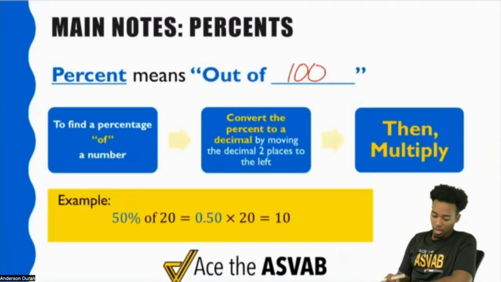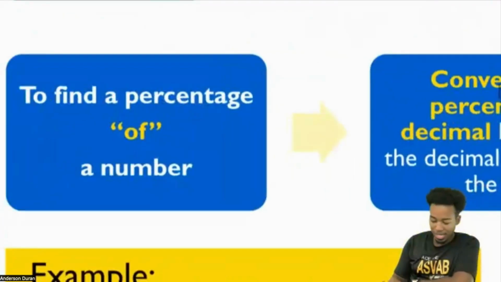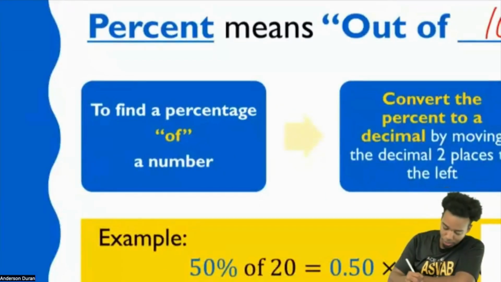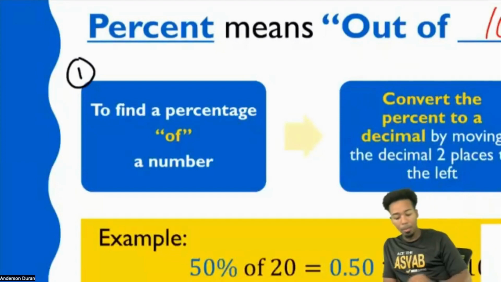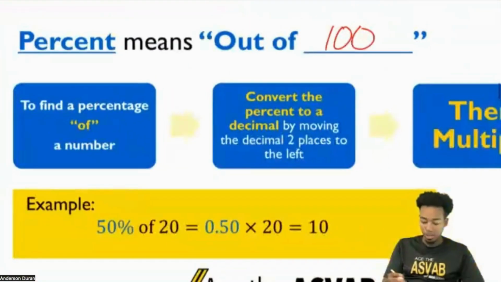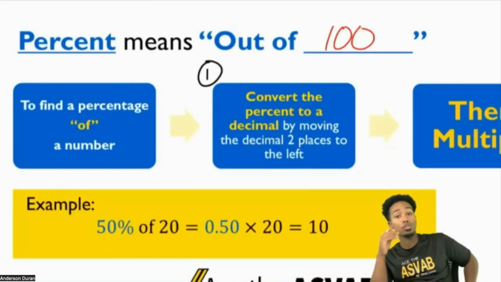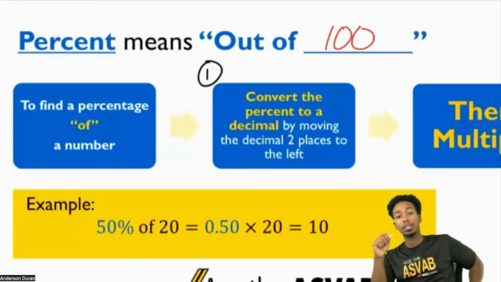So let's go ahead and go over this real quick. Finding the percent of a number. Go ahead and take these notes down, please, and thank you. Step one in finding the percent of a number is, well, you've got to convert that percent to a decimal. Remember this, and again, write that down right there.